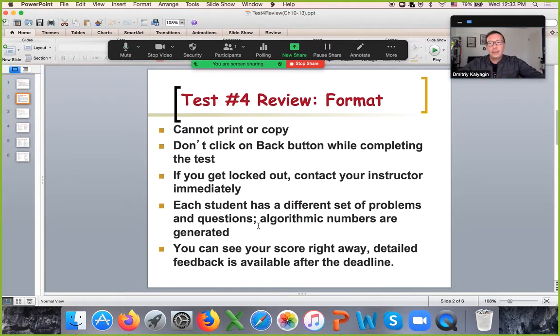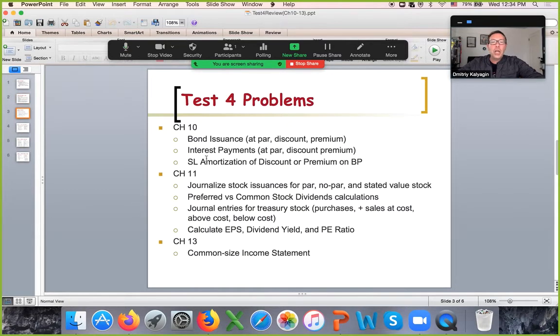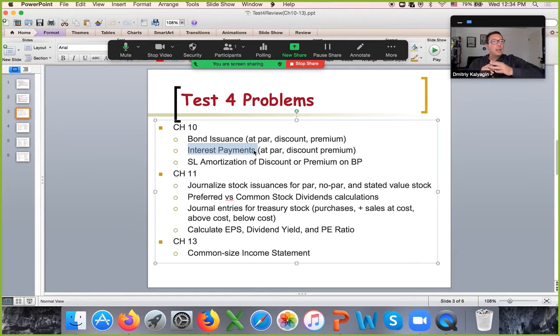I will close your access to Canvas. So for the problems, you will have 3 problems from chapter 10 on long-term liabilities. You will have to journalize issuing bonds at par, at a discount, and at a premium. You will also need to calculate and journalize interest payments: debit bond interest expense, credit cash, if it's at par, and then figure out discount and premium, what you debit, what you credit, and how you amortize it over the life of the bond.